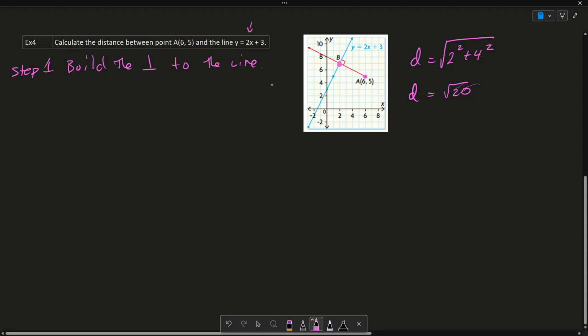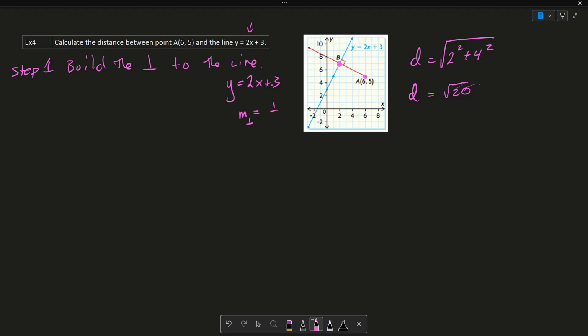Well, our line is y equals 2x plus 3. And the slope perpendicular to 2 is going to be a half, because it's reciprocated and negative, so it's a negative 1/2 slope. If you look, this pink line does have a negative 1/2 slope. So that's what I'll be doing.